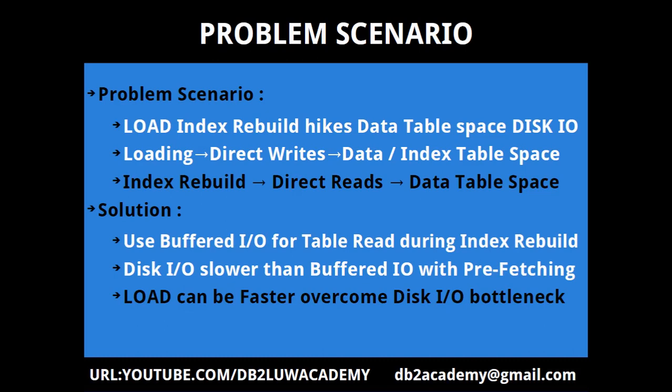And index rebuild also will contribute to direct writes in the index table space, because obviously during the construction of the index object, the indexes need to be persisted into the containers. So again, it is going to perform a lot of direct writes. Those two things are completely understandable. Those are not the bottlenecks. Those are not the disk IO that I'm talking about. I'm talking about the disk IO where the index build process results in a lot of direct reads on the data table space. This is what I see as a bottleneck.